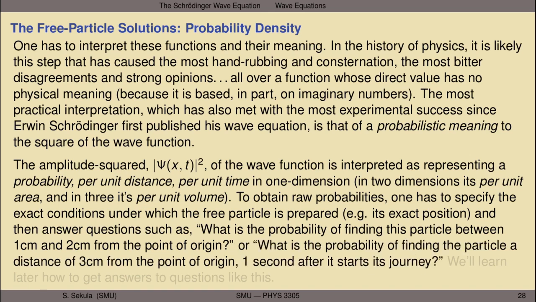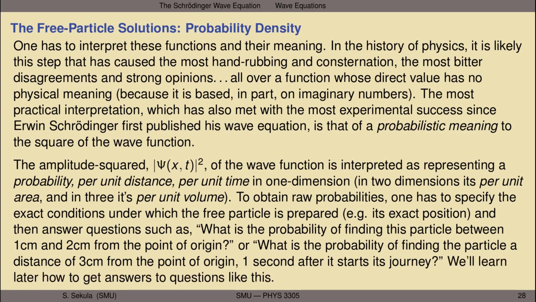Or, what's the probability of finding a particle a distance of 3 centimeters from the point of origin 1 second after it starts its journey? These are questions you can try to answer in the framework of the matter wave equation, the Schrödinger wave equation, and all the math that goes along with it. And we don't have that framework available. We're going to develop that framework going forward and try to get answers to questions like this. All right, so that's our goal.